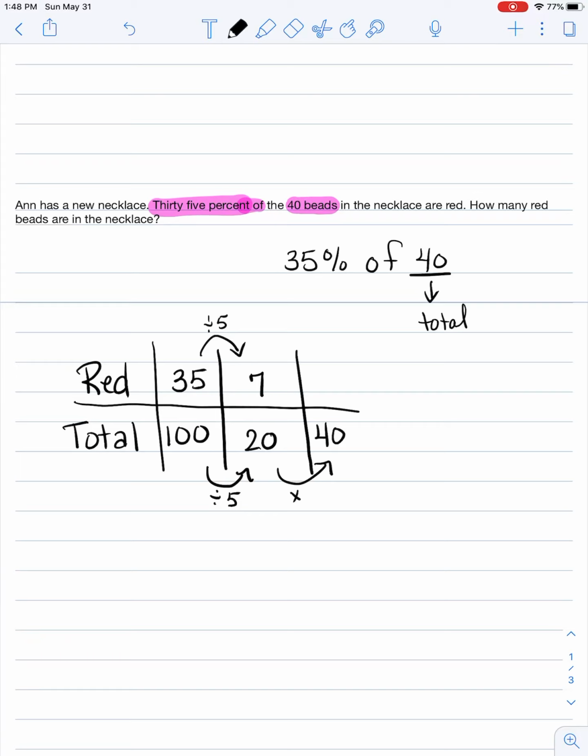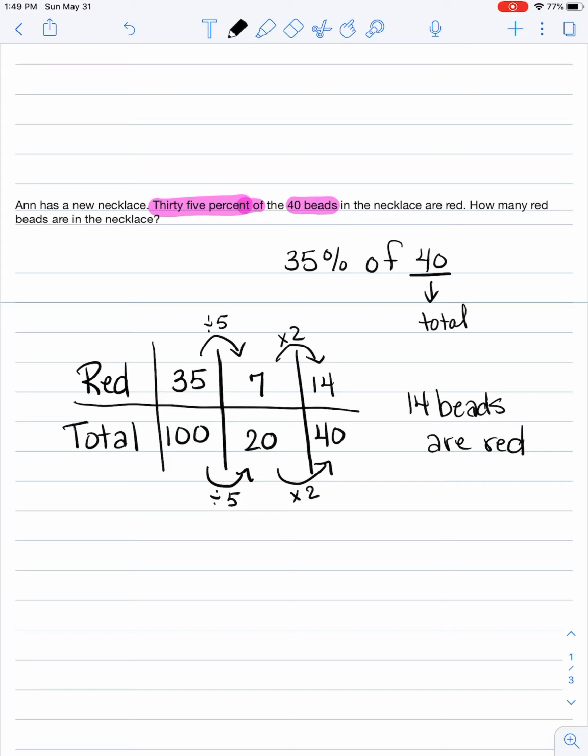And so now, how do I get from 20 to 40? I multiply by 2. And here I'm going to multiply by 2, and I'm going to get 14. So there are 14 beads that are red.